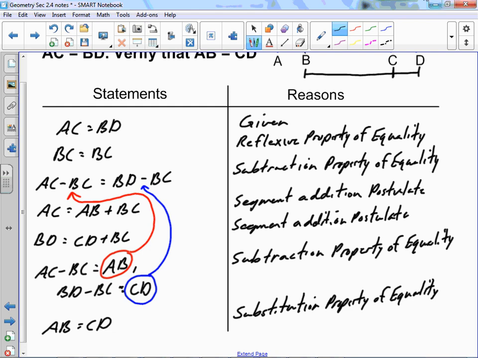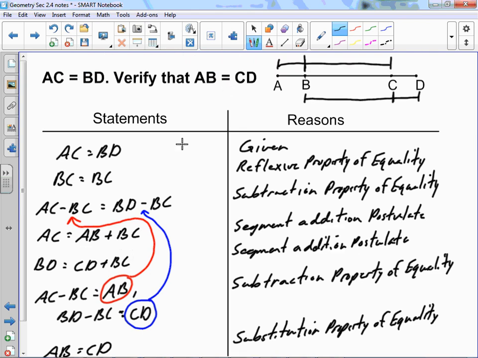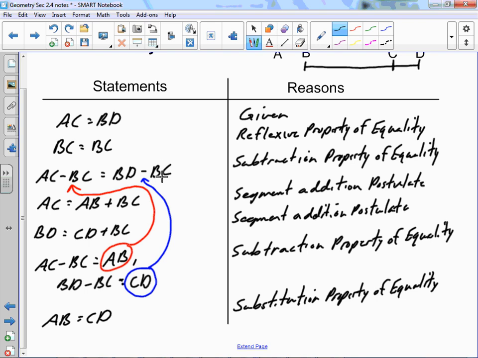Alright, so that completes it. We have verified that AB equals CD, and it took us 1, 2, 3, 4, 5, 6, 7 steps to do that. Now, I know that you're probably looking at this thinking, oh my goodness, that is ridiculous.